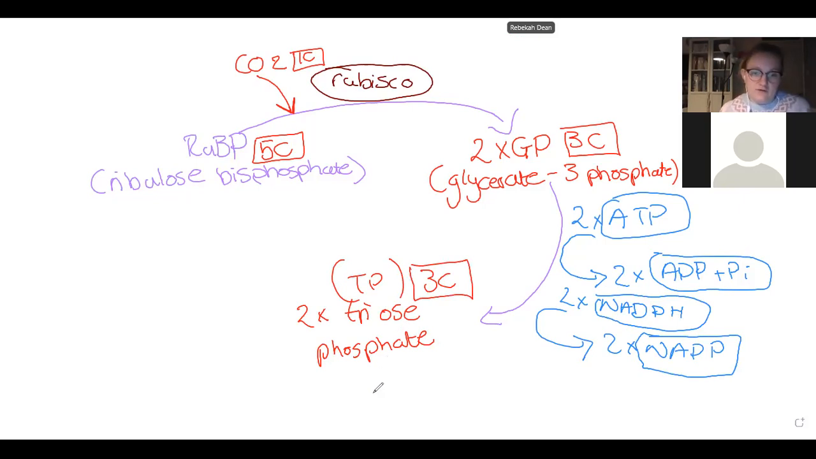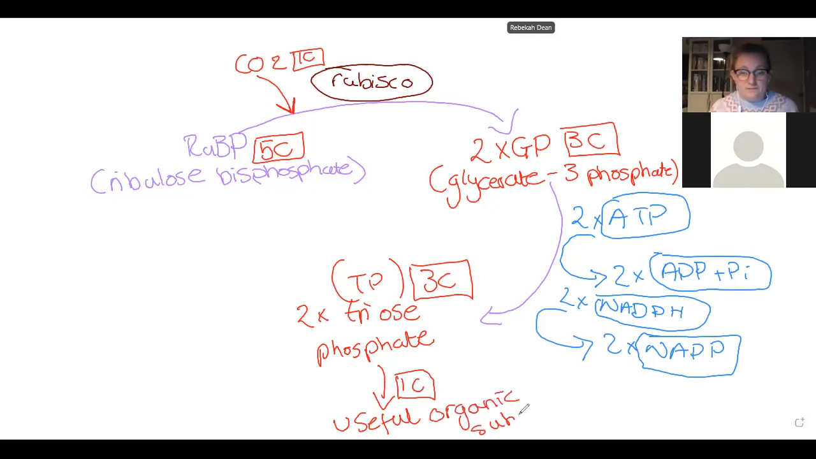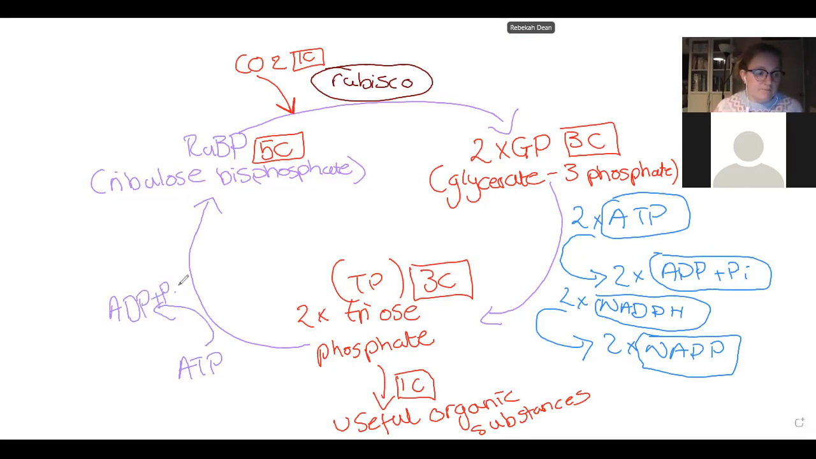And at this point, some of these go off, or one of them. So I'm going to put one here, 1C. One part of this triose phosphate goes off to make useful organic substances, such as glucose. So then anything that's left goes back to form more RuBP. And to do that, it's reduced again by our ATP, which then is going to obviously produce ADP plus Pi. And we go back to our 5-carbon compound.